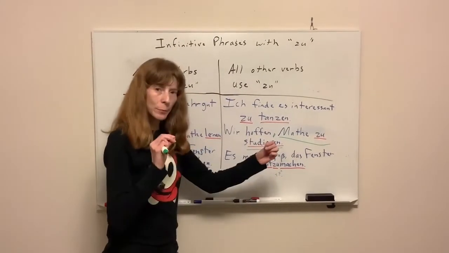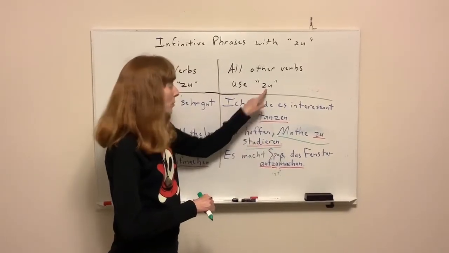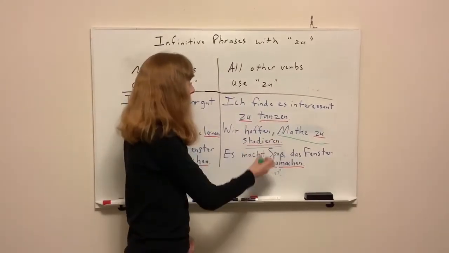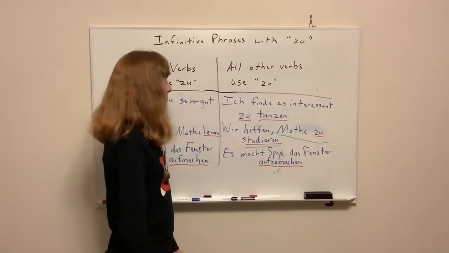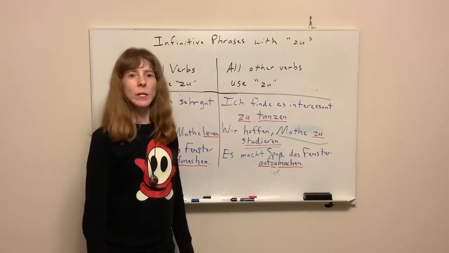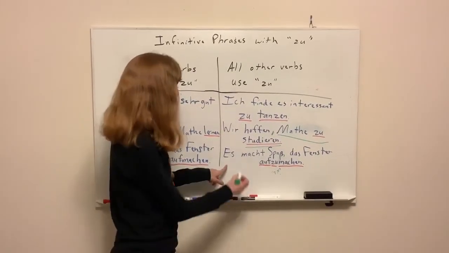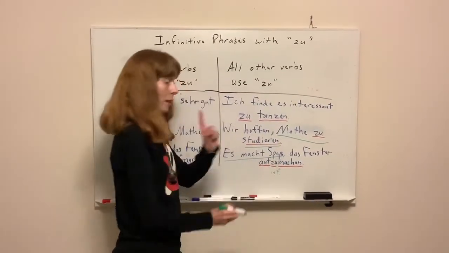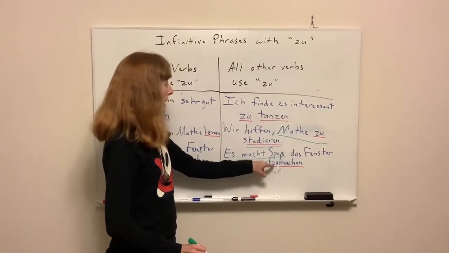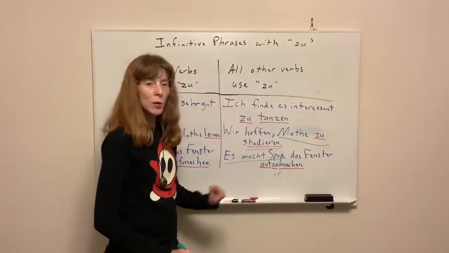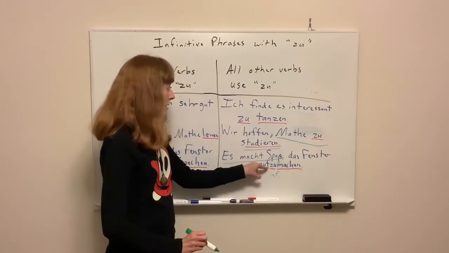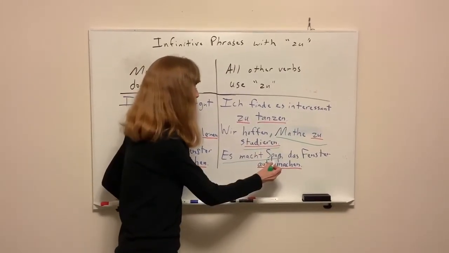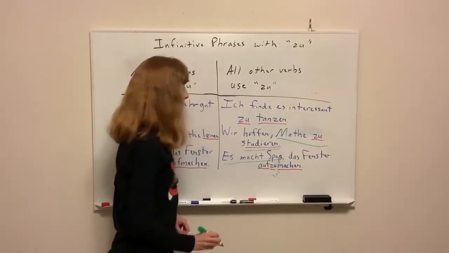However, where I would normally put it apart, that's where I'm going to put the word zu. Es macht Spaß, das Fenster aufzumachen. It's fun to open the window. Crazy sentence, but it gets the point across. So, es macht Spaß is not a modal verb. Therefore, we have to use the word zu right in front of our verb. It's also separable prefix. So, I've got to put the zu there.